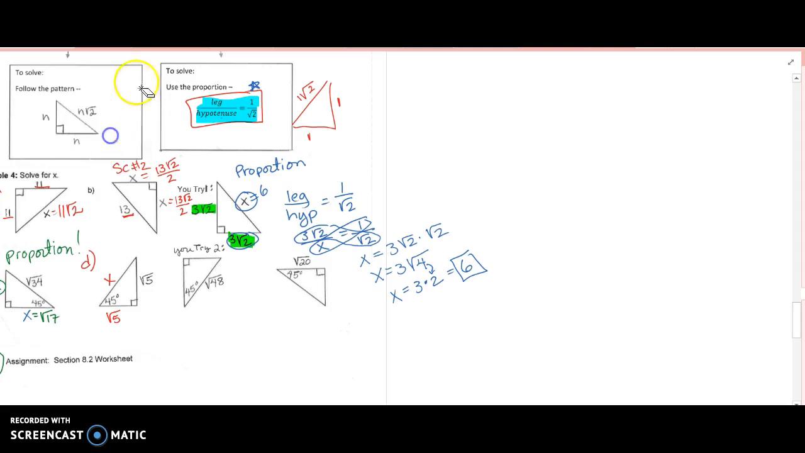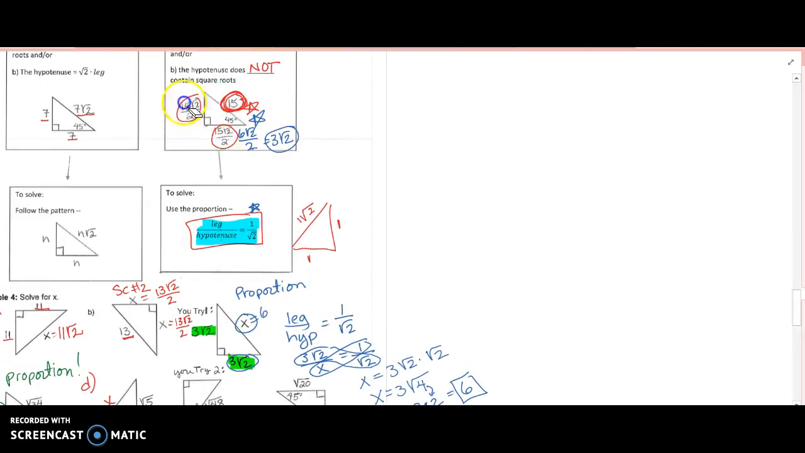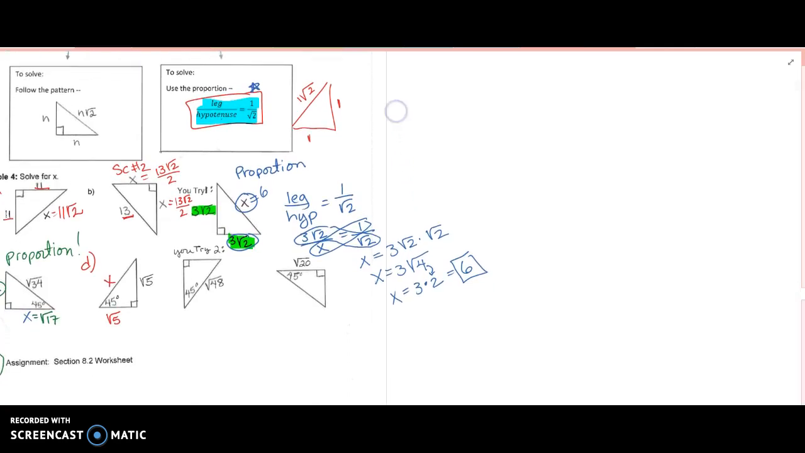Scenario 1 would say that our legs are whole numbers and the hypotenuse is some number square root 2. That doesn't seem to fit. Then we have the option of our hypotenuse being a whole number and our legs both being square root 2 over 2. That doesn't seem to fit either. So our only other option is, dun dun dun, the proportion. All right, so here we go. We're going to use the proportion.